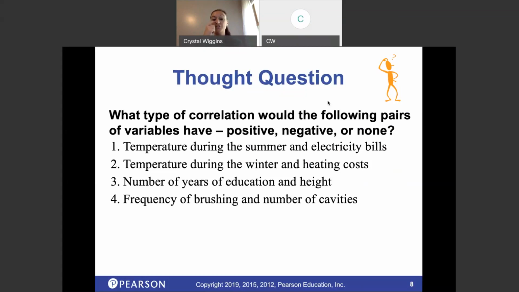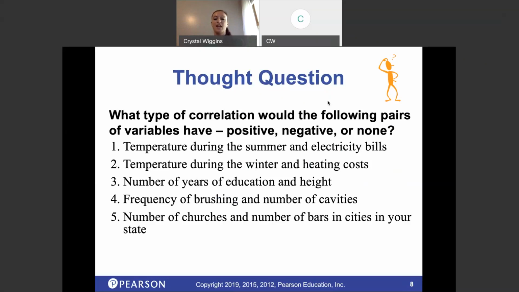Frequency of brushing and number of cavities. Okay, let's see. Although, again, brushing is not the only thing that prevents cavities, although it does have a strong effect on whether you have cavities or not if you brush your teeth. We're not saying that one is a cause and effect relationship, but I would say in general, the more you brush, it is very likely the less cavities you have. So we would say that this is a negative correlation. They are moving in opposite directions.